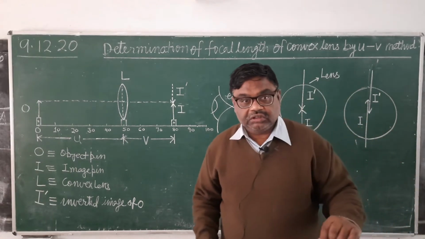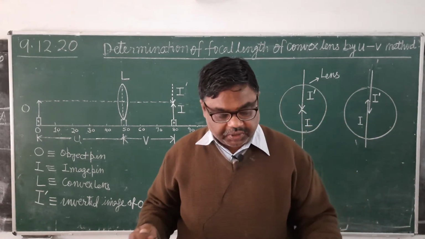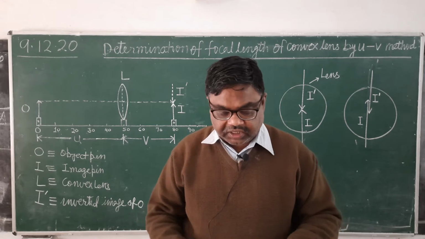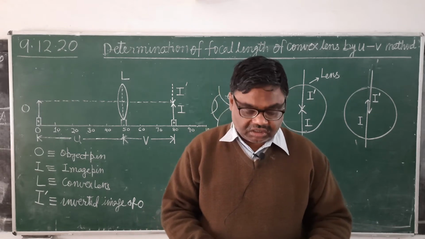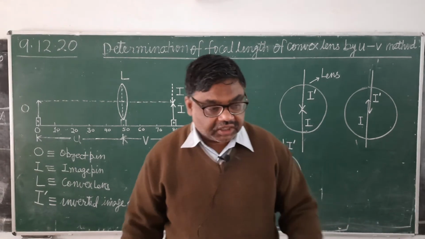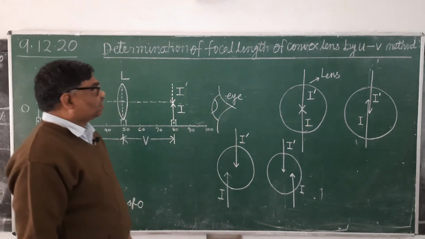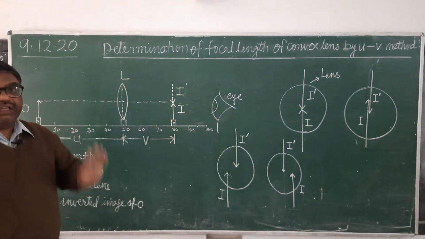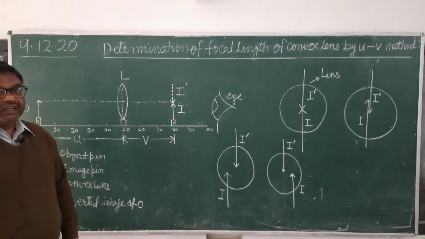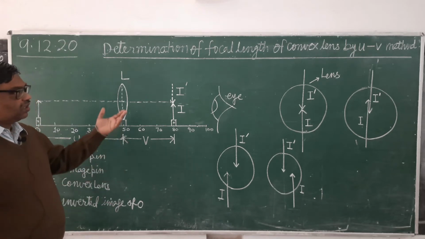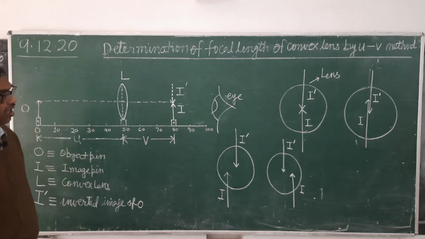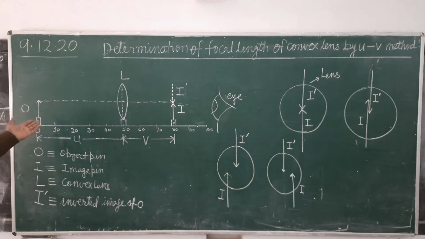Hello students, today I am going to explain one experiment on optics. It is the determination of focal length of convex lens by UV method. As you already know the meaning of U and V, if you see this diagram, you will find that U is the object's distance from the lens.